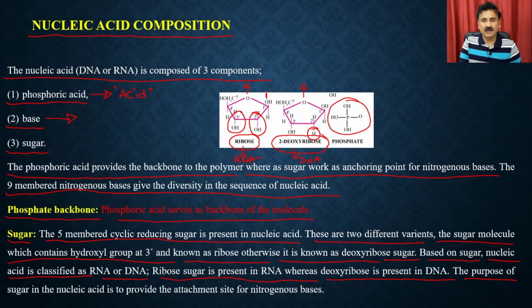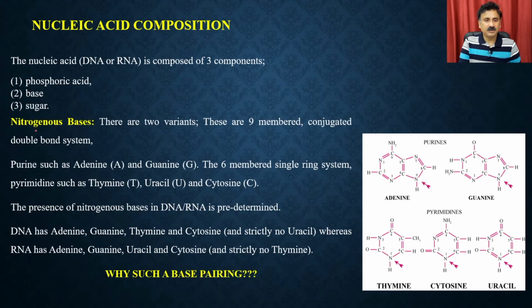So nitrogenous bases are actually going to attach at this point. This OH is actually going to be used in the sugar for attaching the nitrogenous bases. Now the third component is the nitrogenous bases. There are two different variants.